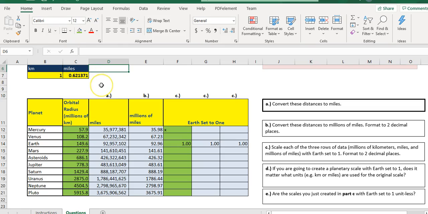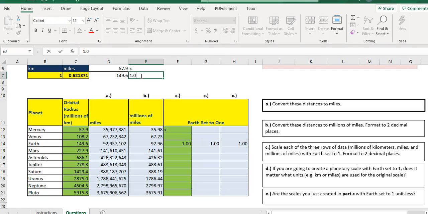So let's start with Mercury. So Mercury is 57.9, and Earth is 149.6. Okay? Well, over here in this column, Mercury is X, and Earth is 1.00. Okay? So we want to set up our ratios with those values.